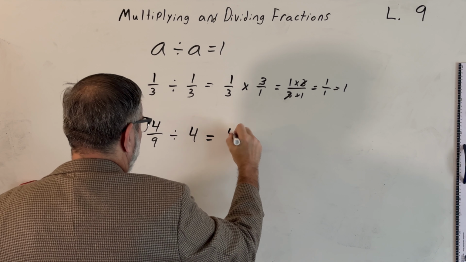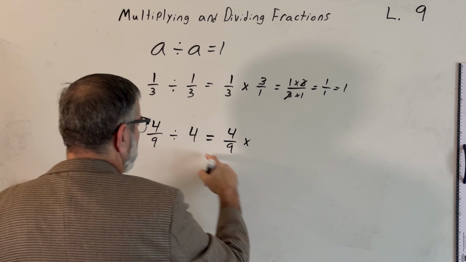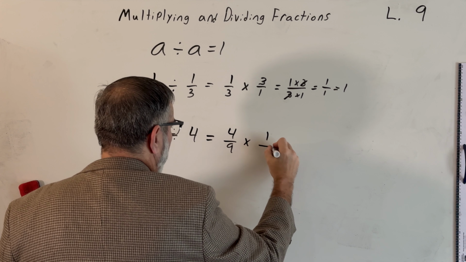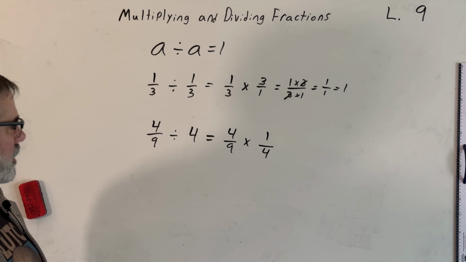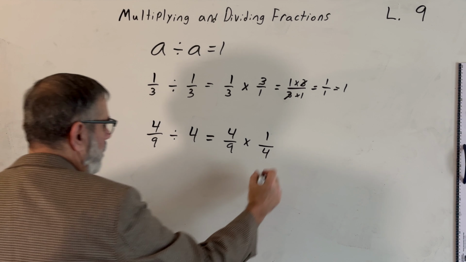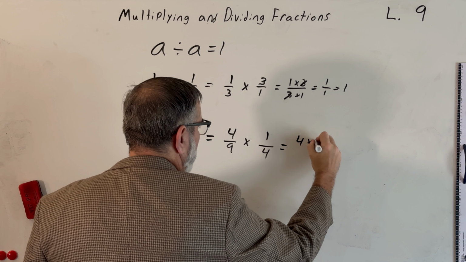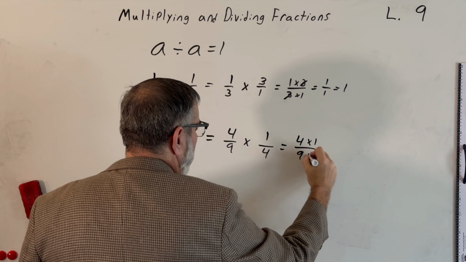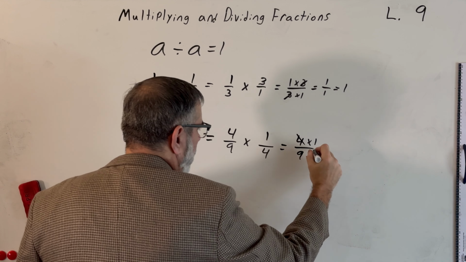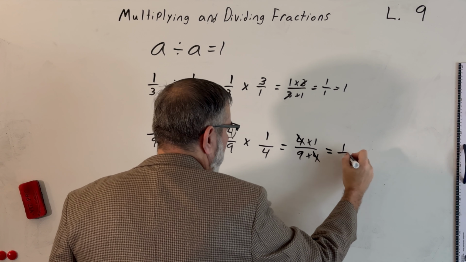But we rewrite this as 4/9 times the reciprocal of 4. The reciprocal of 4 is 1/4. Now, this is nice because of the key fraction rule, you can see what's going to happen. We're going to have 4 times 1 in the numerator. We're going to have 9 times 4 in the denominator. The 4's cancel, and I'm left with 1/9.